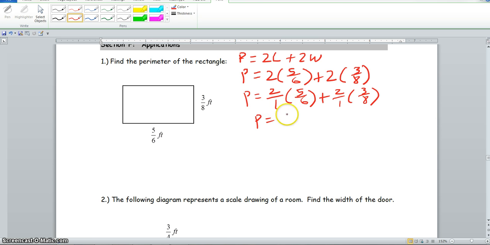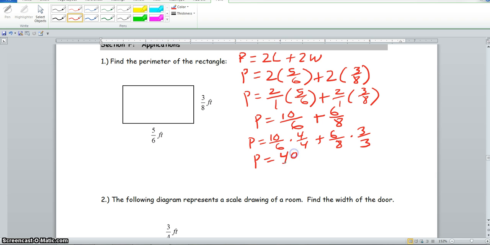So now we multiply. 2 times 5 is 10, and that's over 1 times 6 is 6. Plus 2 times 3 is 6, and 1 times 8 is 8. Now we can find the common denominator of 6 and 8, which would be 24. So we have the perimeter is equal to 10/6 times 4/4 plus 6/8 times 3/3. So we have our perimeter is equal to 40/24 plus 18/24.